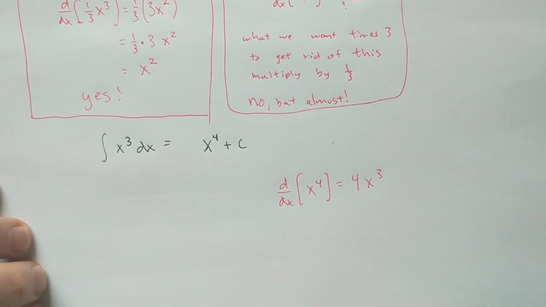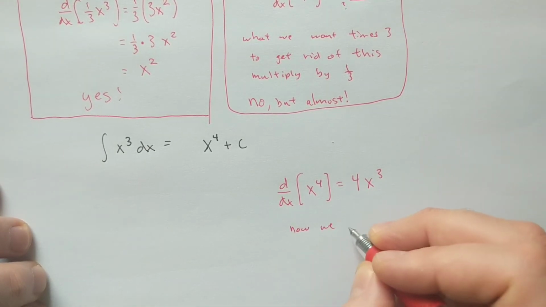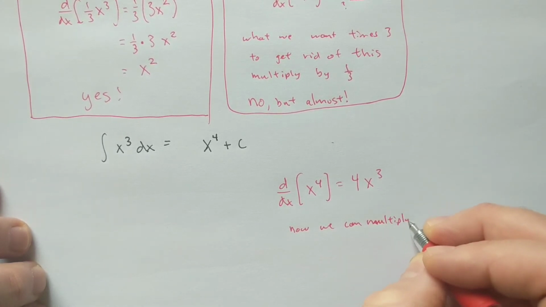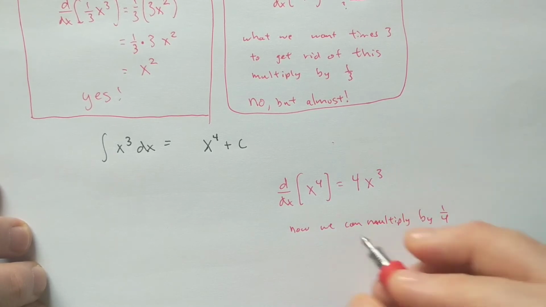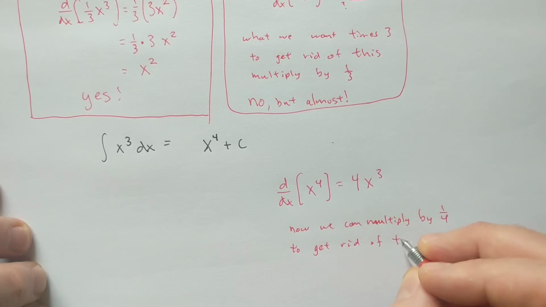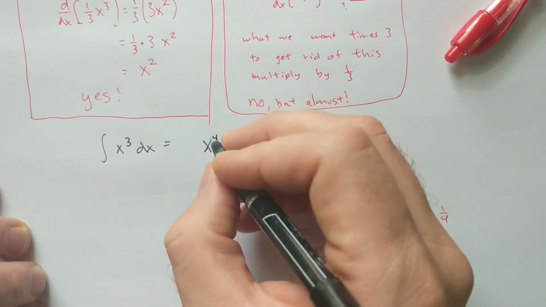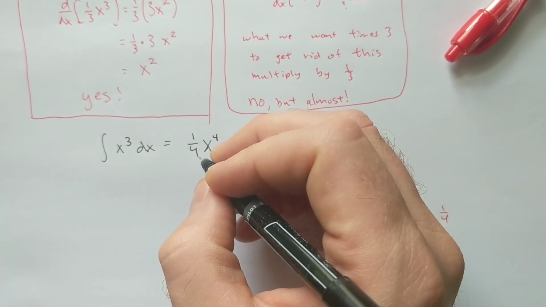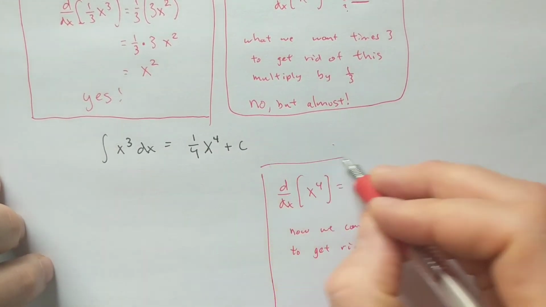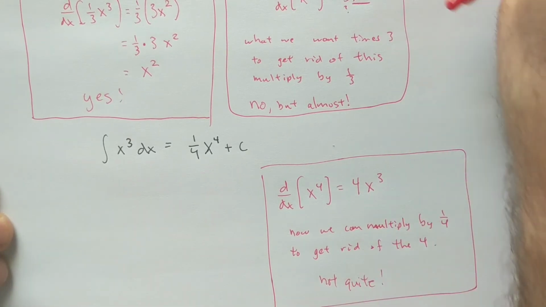So not quite right, but close in a similar way. And so before we had to multiply by 1/3, so now we can multiply by 1/4 to get rid of the 4. Okay, so going back up here, what we really want is 1/4 x to the 4th. And so let's check this.